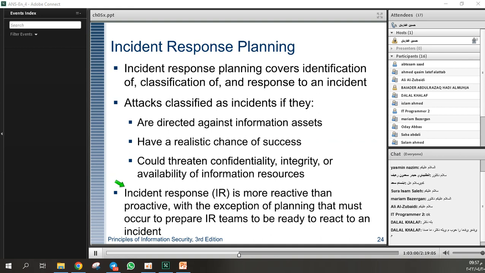So the incident response plan is a reactive plan. It means that an incident must happen, and after that I will react against it. Yes, I must prepare my IR team. They must be ready to react to that incident very quickly. I must prepare for that. I must be ready for that.